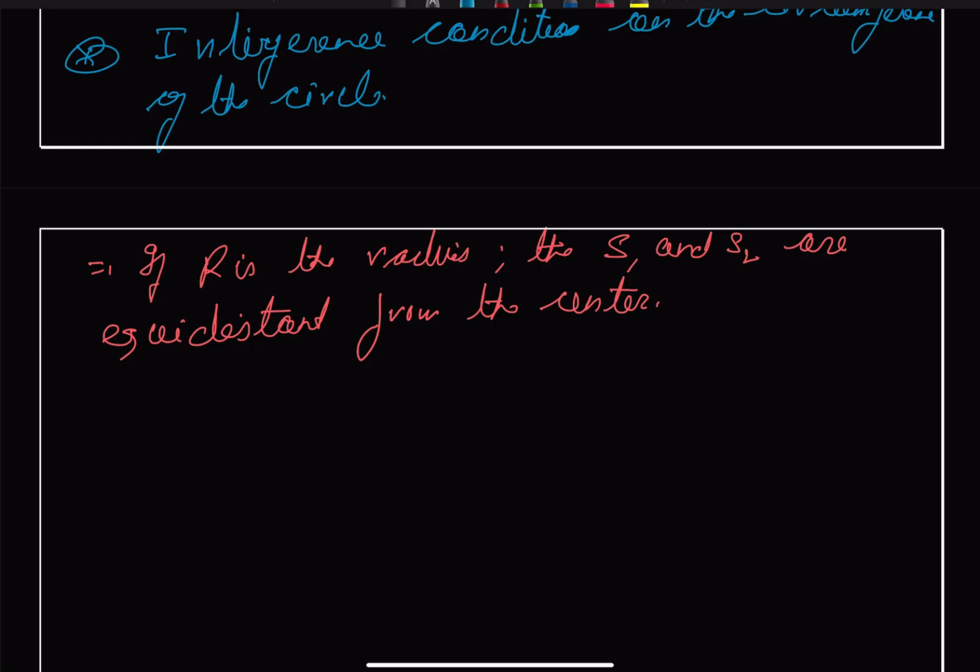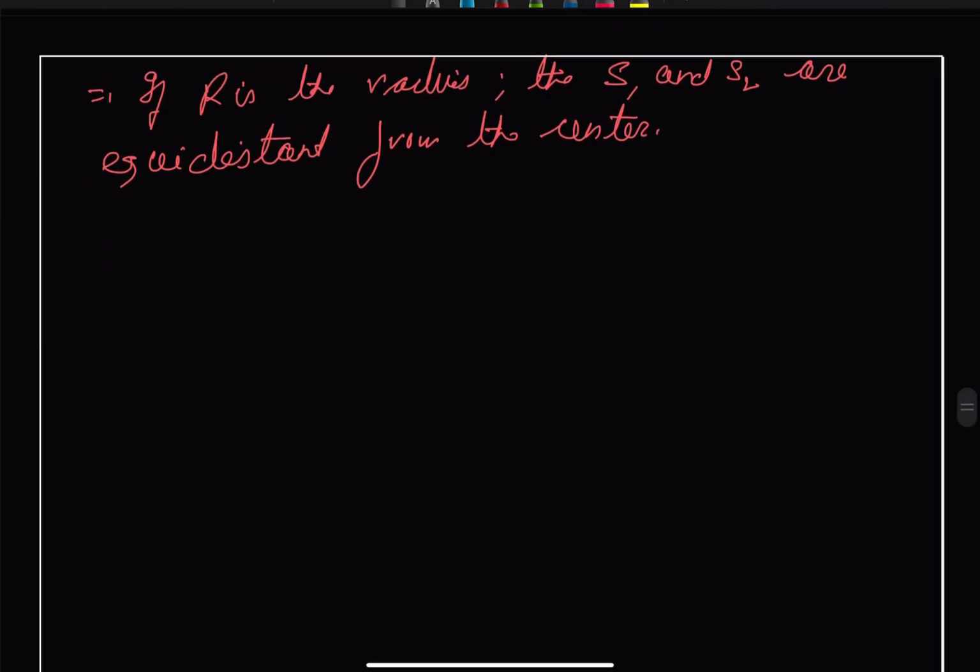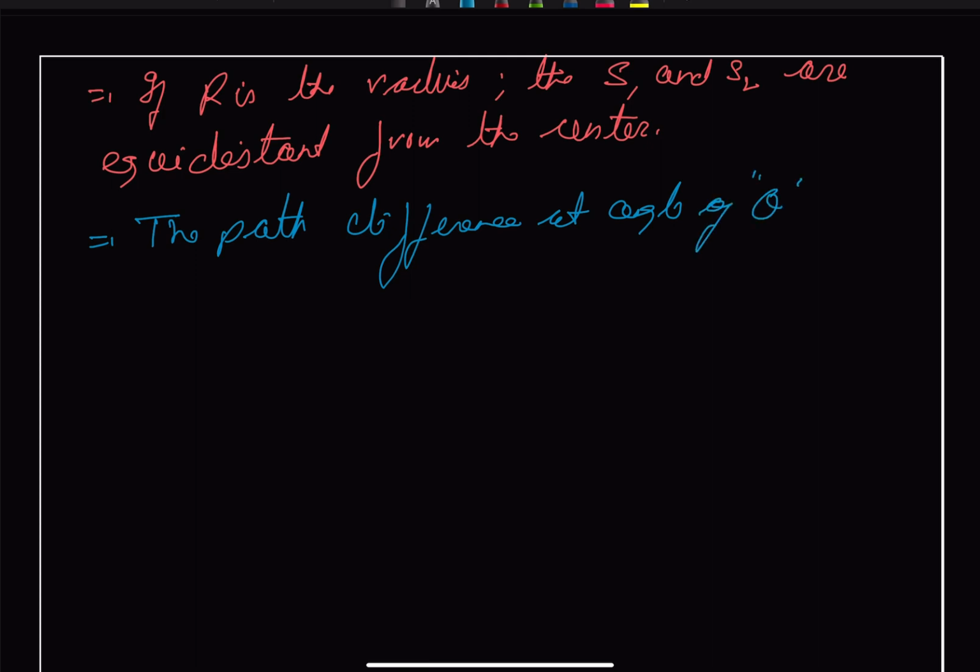Therefore, the path difference at an angle of theta, we can write that delta x is equal to d sine theta. And the interference fringes are going to take place if this path difference is equal to an integer multiple of the wavelength.